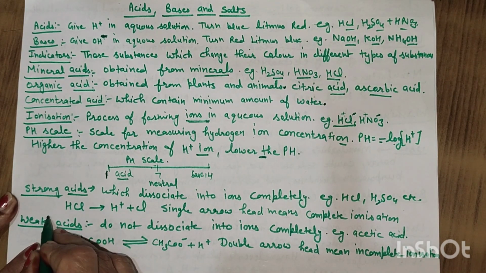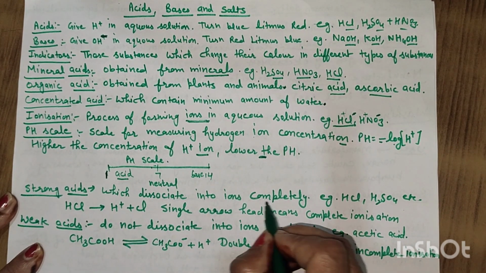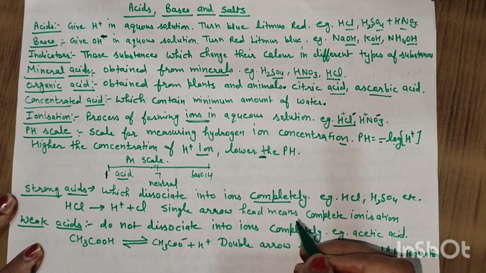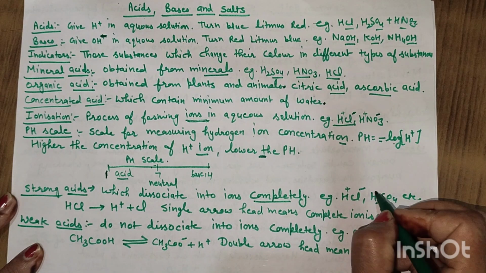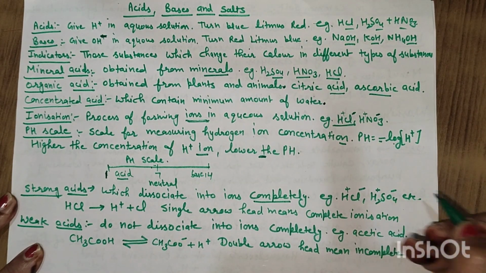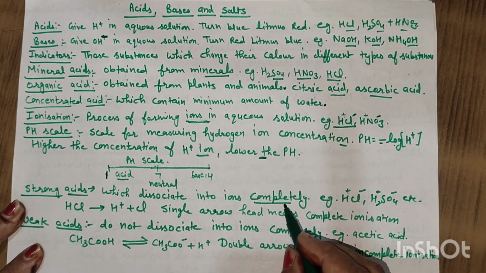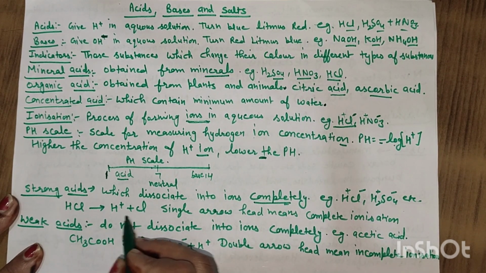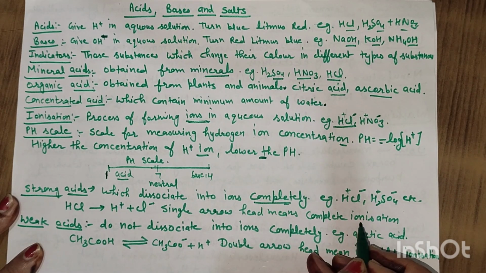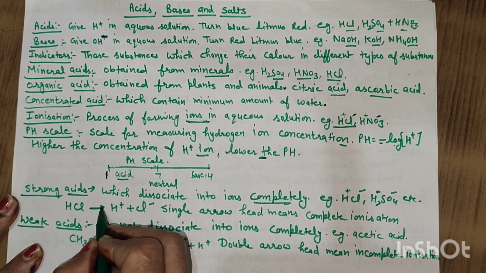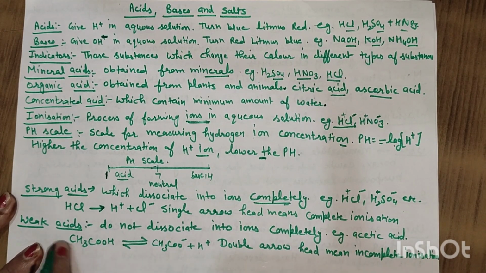Strong acids. Strong acids are those acids which dissociate into ions completely. H positive ion and chloride ion, H2 positive and sulfate ion, and these dissociate into ions completely. HCl gives H positive plus Cl negative. A single arrowhead means complete ionization. Here is the single arrowhead. It means complete ionization.